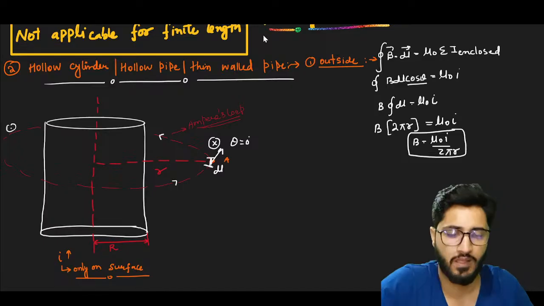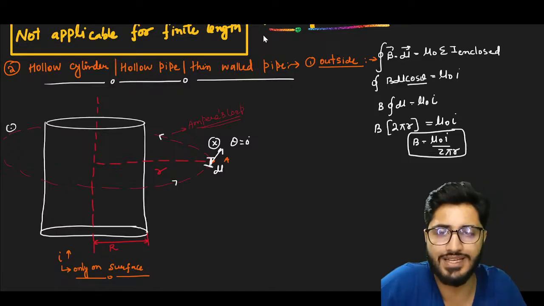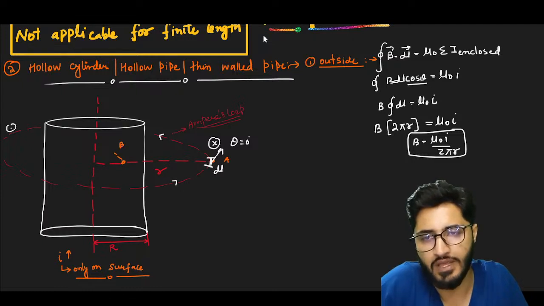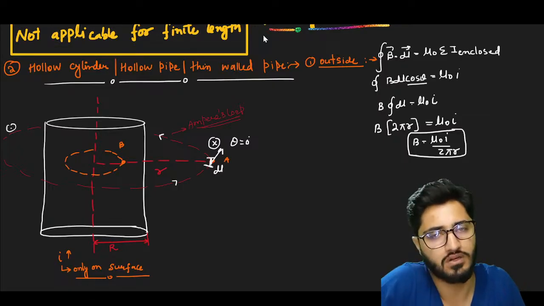Now, let us talk about the inside point. If we talk about the inside, this one is inside point, point B. Now make a loop here. So the second part is inside.